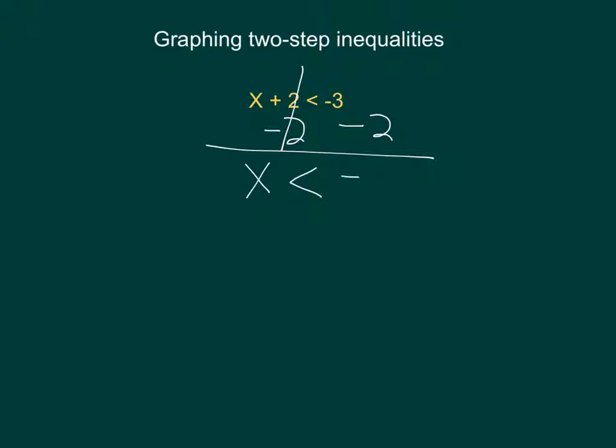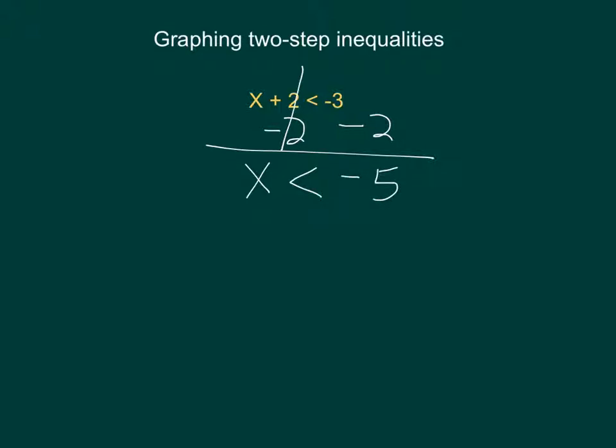In this video, we're going to learn how to graph two-step inequalities. That is, inequalities where the variable is not by itself on one side. In order to get it by itself on one side, we're going to need to subtract 2 from both sides. When we do that, the plus 2 and the minus 2 cancel out, so we're left with x is less than negative 5.